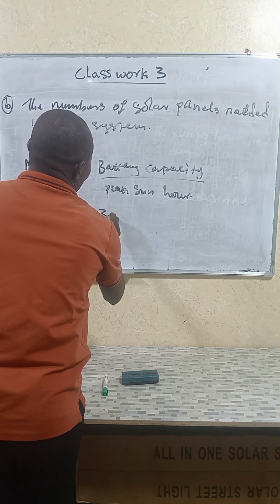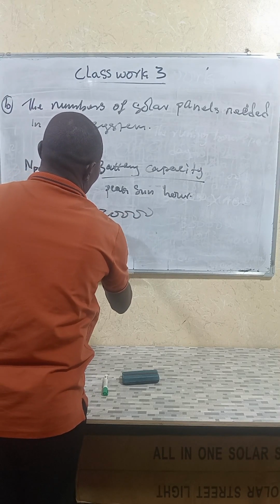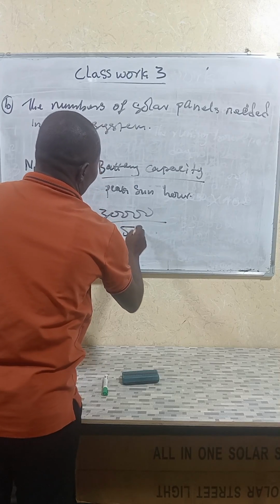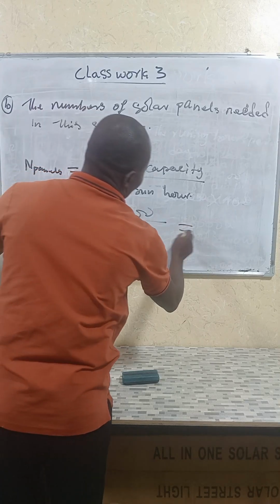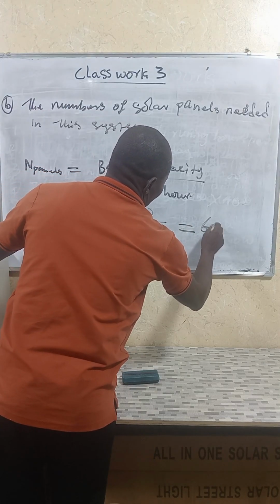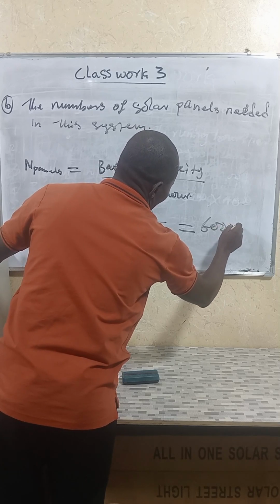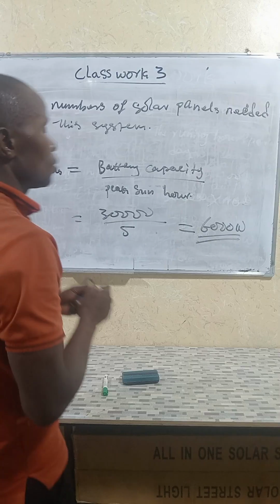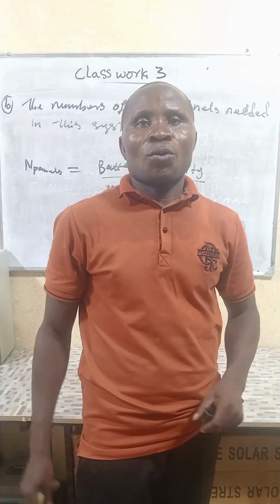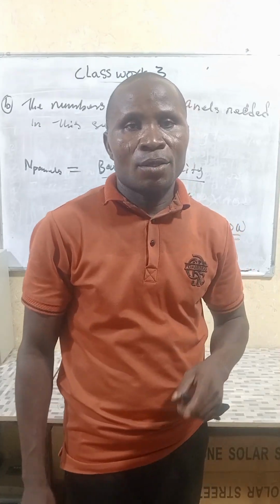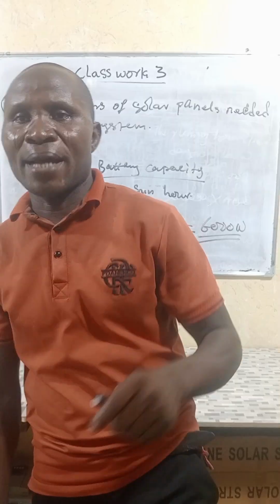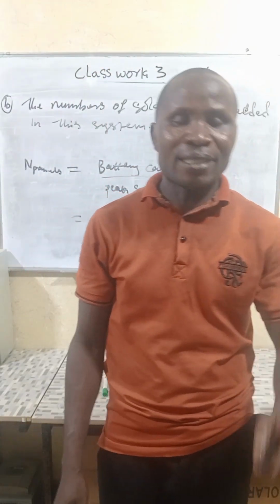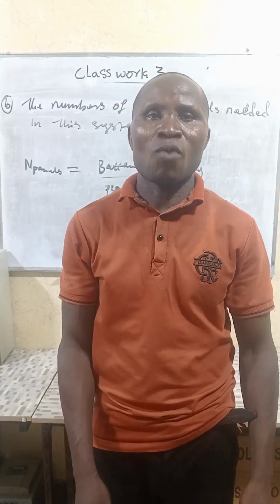Is equal to 30,000 all over what? 5. That gives you 6,000 watts. So your total solar panel capacity needed for this system is 6,000 watts.